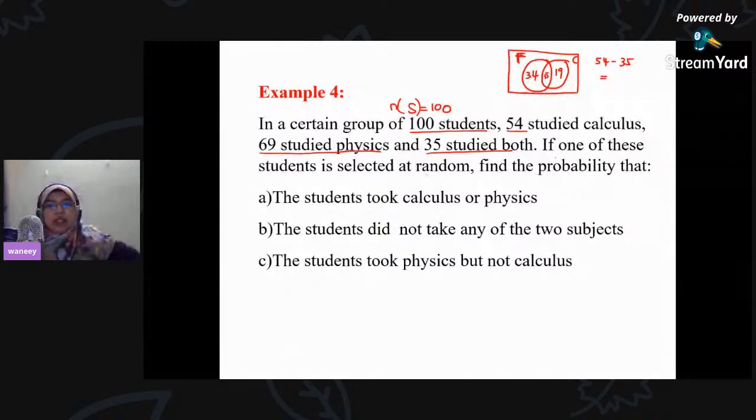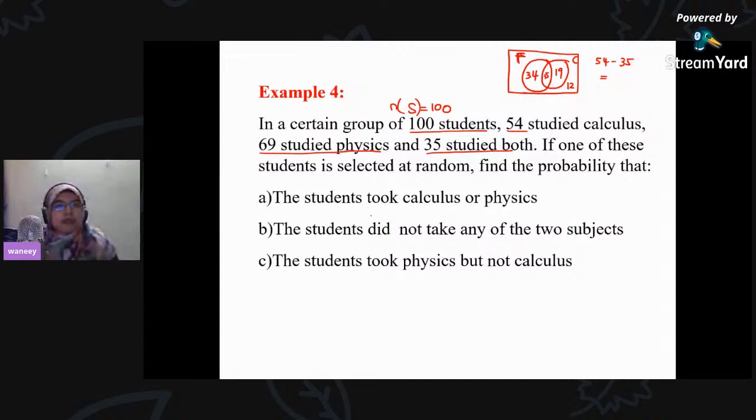Okay, so now what did the question say? If one of these students is selected at random, find the probability that, okay, so firstly, I need to make sure, do I have any student that didn't take either physics or calculus? So the student that didn't take any of it is 100 minus 34 minus 35 minus 19. So I have 12 students that didn't take neither physics or calculus. Okay, so sekarang dah ada 100 students, so we can start.